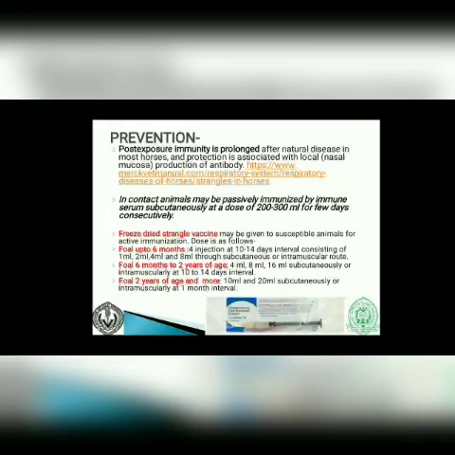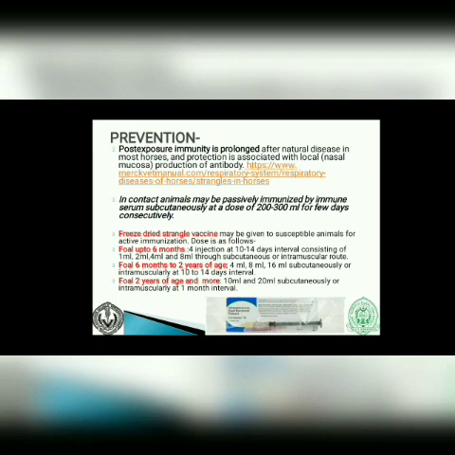So now let us come to prevention. The post-exposure immunity of this disease is prolonged and is associated with local production of antibody. So the animal that has come in contact with the infected ones should be passively immunized with immune serum subcutaneously at the dose of 200 to 300 ml for a few days consecutively.